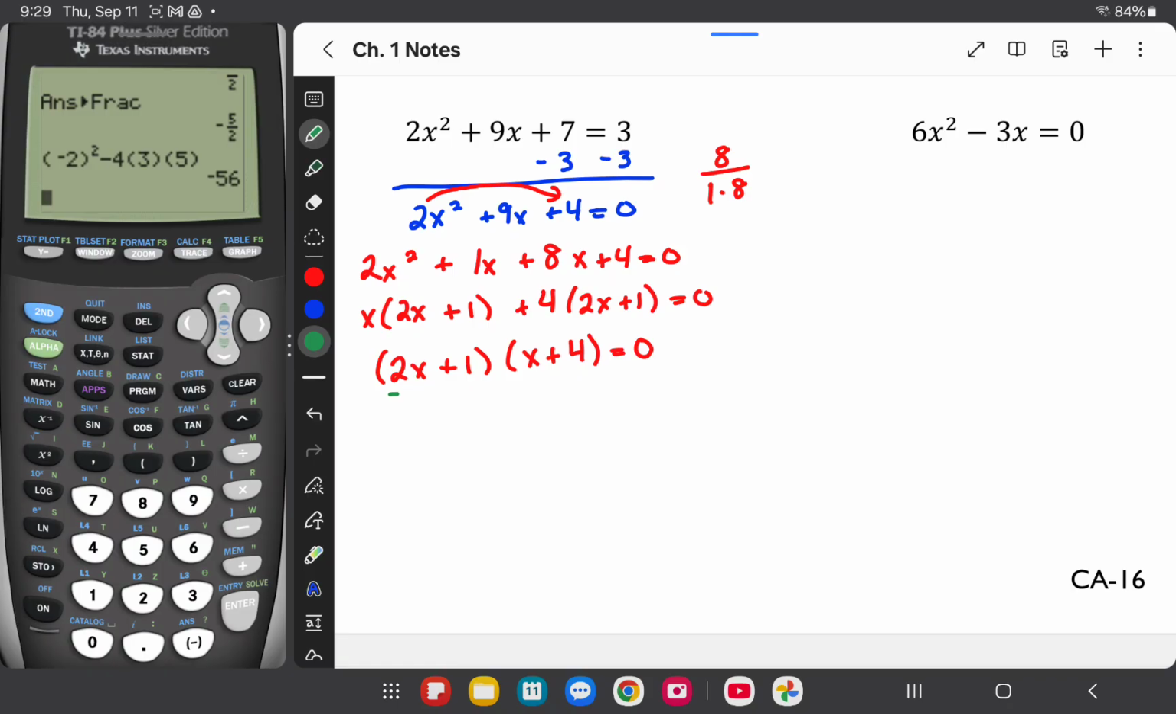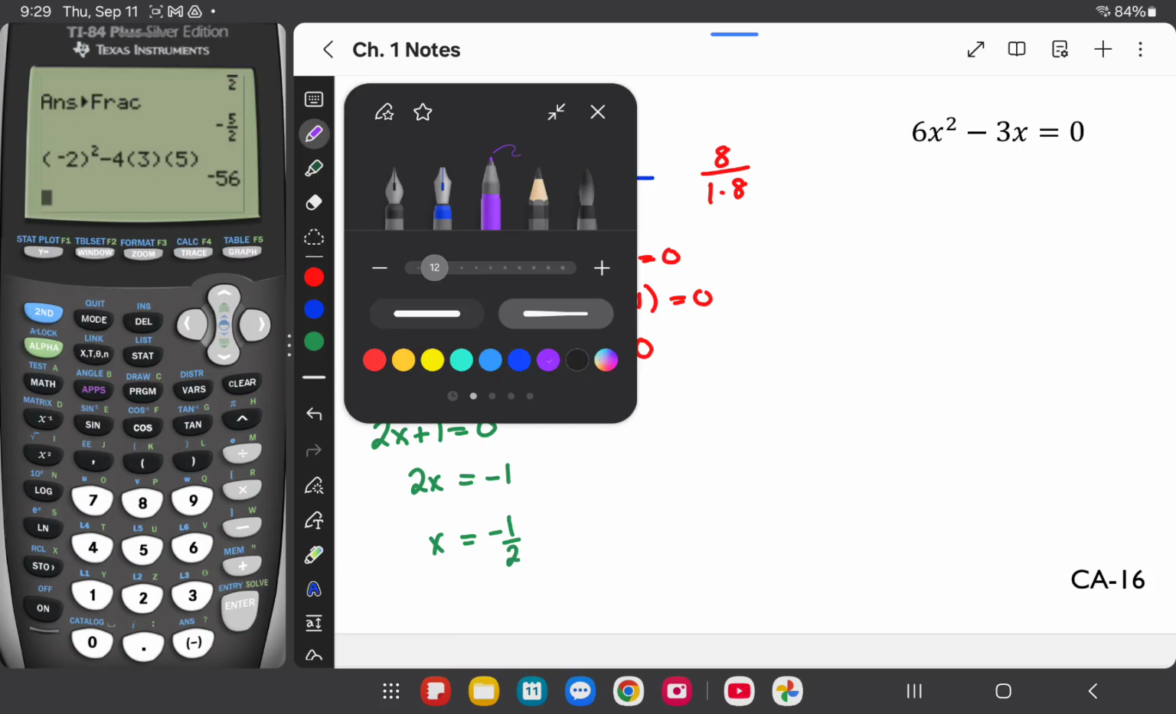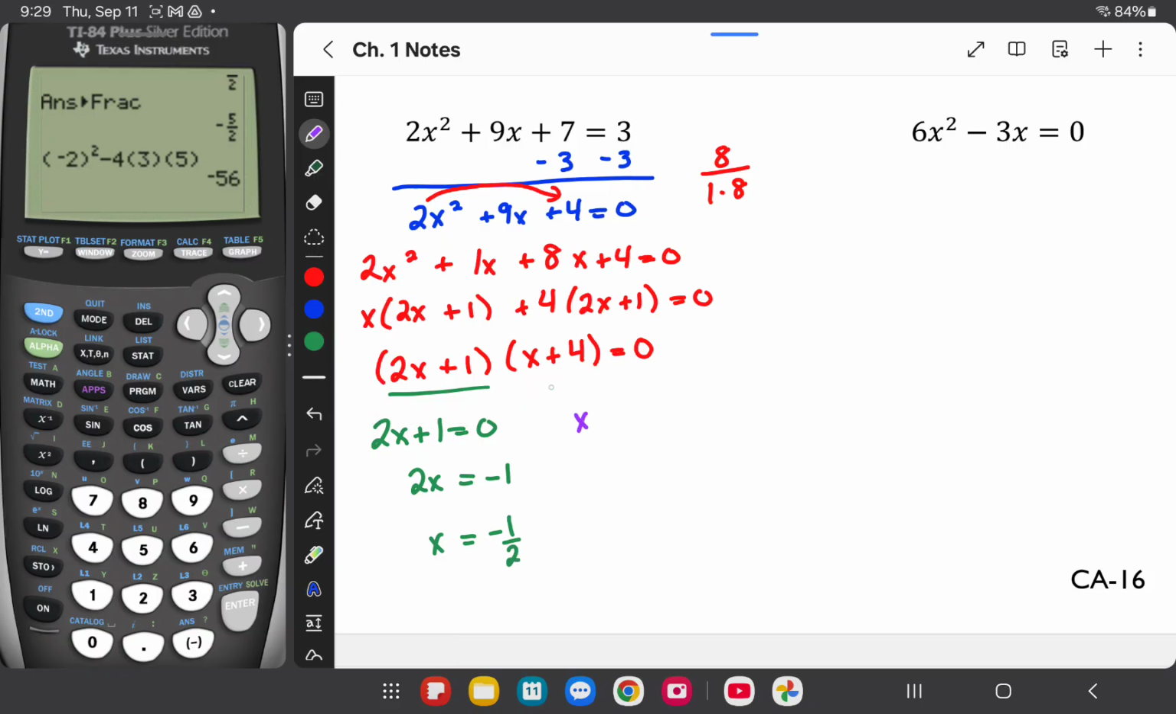So in order to solve, we're simply going to take each of our factors and set them equal to 0. So when I set 2x plus 1 equal to 0, I'm going to start by subtracting 1 from both sides, then divide both sides of my equation by 2 to find out that x is equal to negative 1/2. Then doing the same thing with my other factor, I'll set x plus 4 equal to 0, subtract 4 from both sides, and I'll find out that x is equal to negative 4.